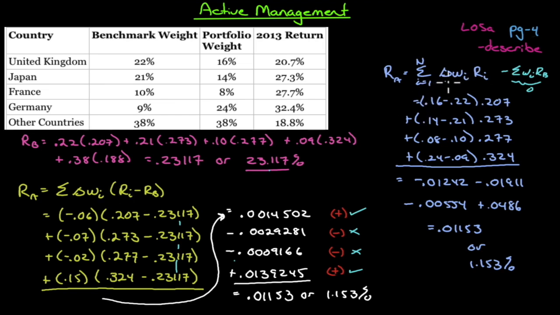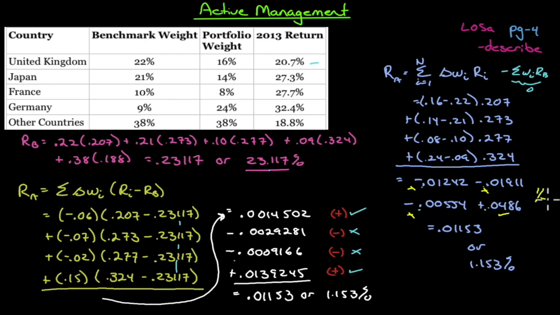So all we do is take the active weights, 0.16 minus 0.22, and multiply by the full return all the way down. And we have a negative sign, a negative sign, a negative sign, and a positive sign. So if we were looking at attributing performance or patting the investment manager on the back, a negative sign here would say, that's not good. A negative sign here, that's not good. Negative sign here, that's not good, but that's good. Again, you still get to 1.153%, but we're attributing the wrong things.